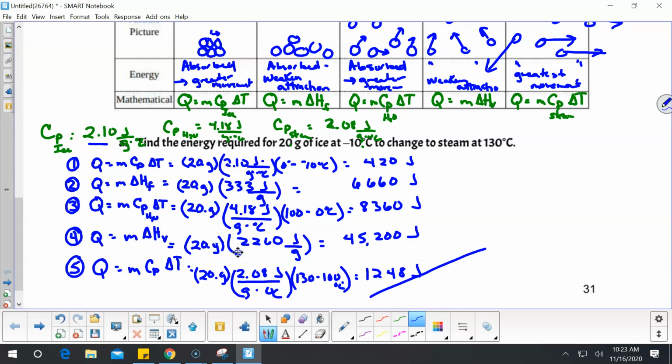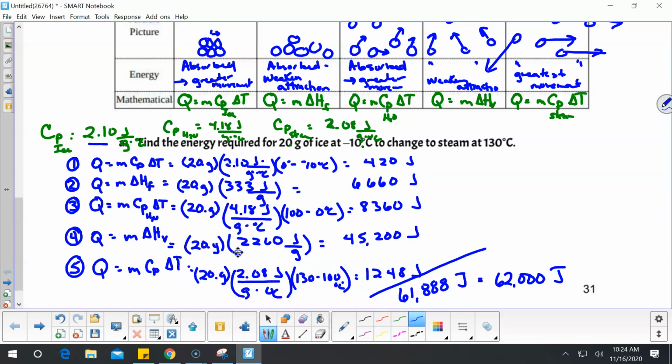Next, I sum those up. When I sum those up, I got 61,800 joules. If I went to sig figs, it'd be 62,000 joules. That would be my answer to it. It has to absorb that much to go through all of those changes in temperatures and changes in state.